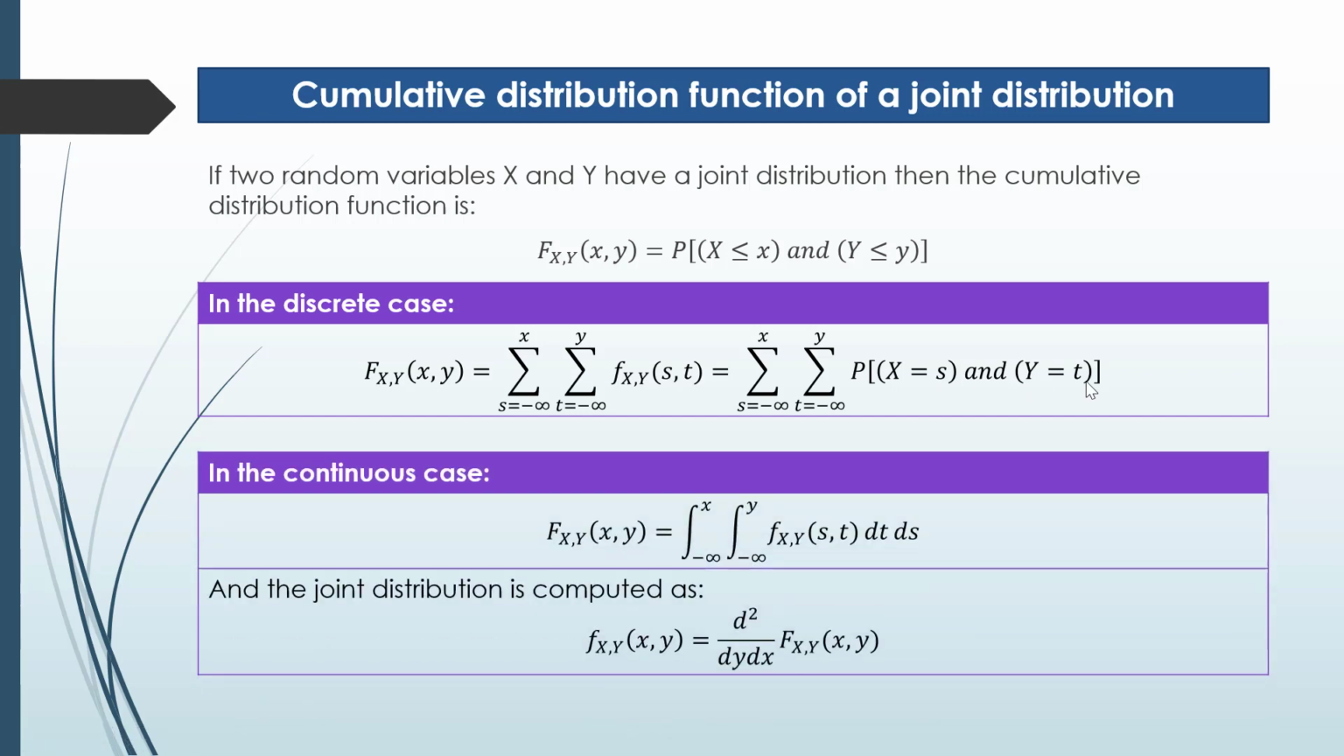And for continuous, the cumulative distribution function is the double integral from negative infinity to x, negative infinity to y, of f xy at the point s, t, dt ds. And the joint distribution is found when we differentiate twice with respect to y and x. So here the technique to find the joint distribution for the continuous case is we find the cumulative distribution first, then differentiate twice, one with respect to x and one with respect to y. So that's the technique.